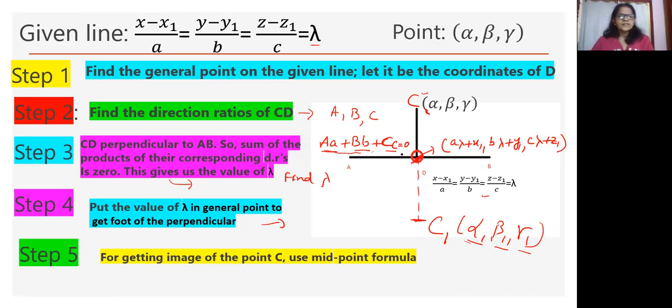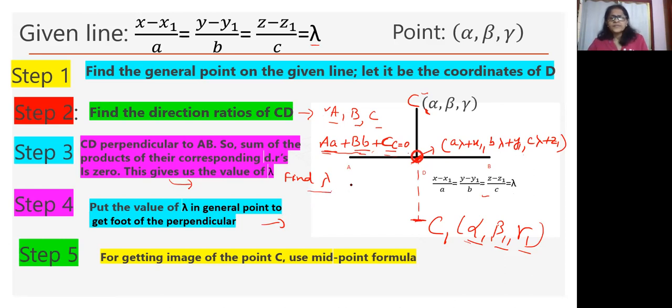Now here CD is perpendicular to AB. If two lines are perpendicular, the sum of the products of the corresponding direction ratios is equal to 0. It means we use a1a2 plus b1b2 plus c1c2 equal to 0. So here, with the direction ratios of CD taken as A, B, C, we get aA plus bB plus cC equal to 0. This will give us the value of lambda.